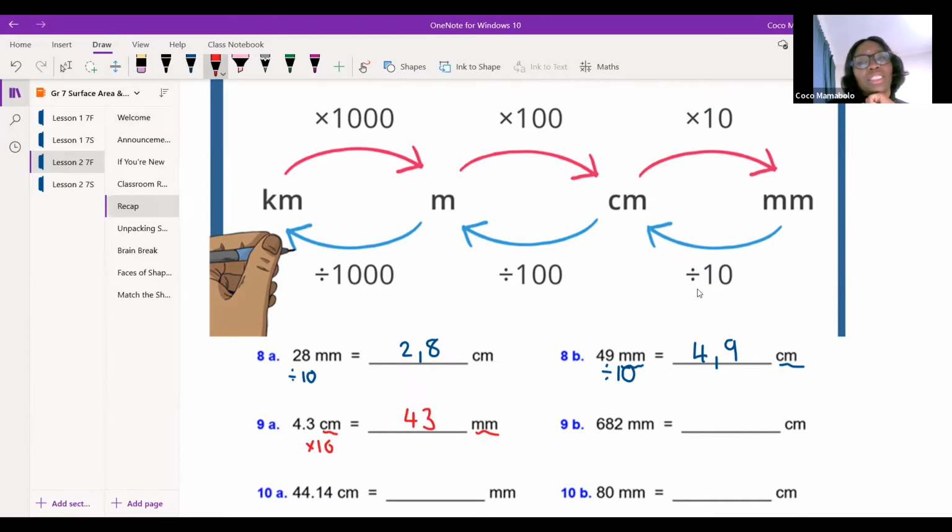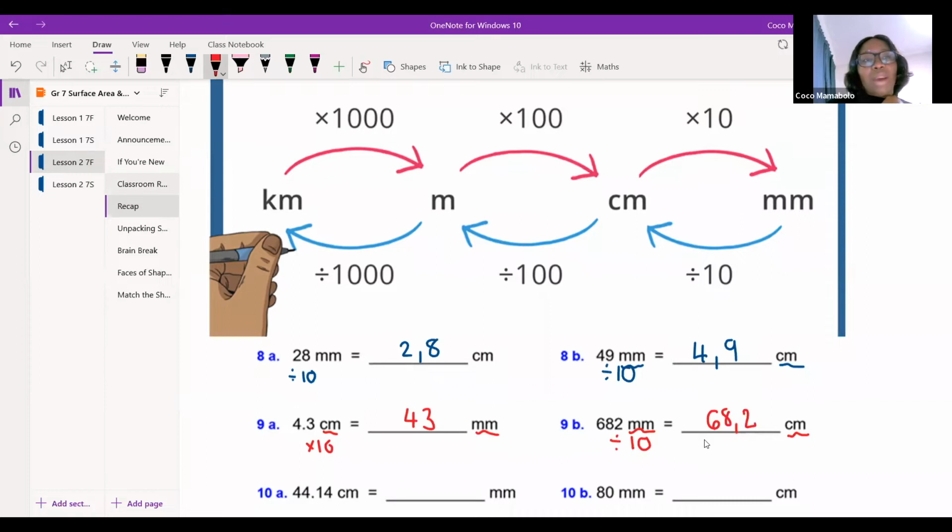Maria, let's do the next one. Hi, ma'am. Hello, how are you? I'm good, and you? I'm great, thank you. All right, I'm going from millimeters to centimeters. What do I need to do? I divide 682 millimeters by 10. Excellent. And how much will that give me? 68.2 centimeters. Excellent. All right, well done.